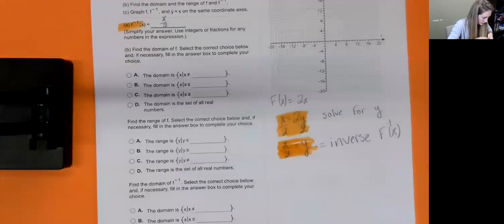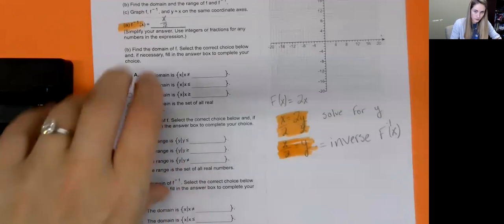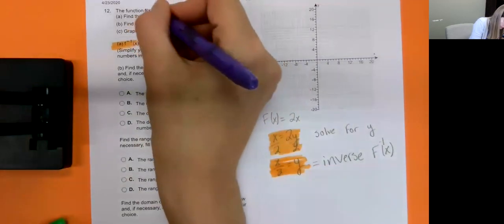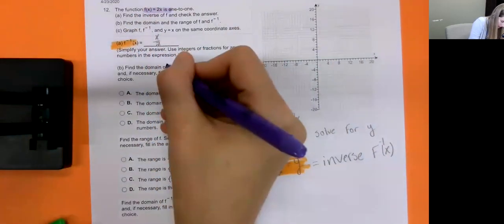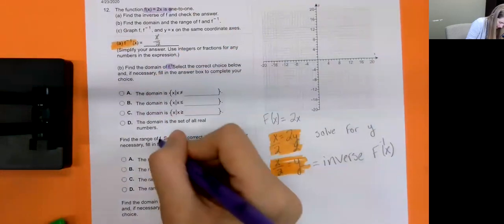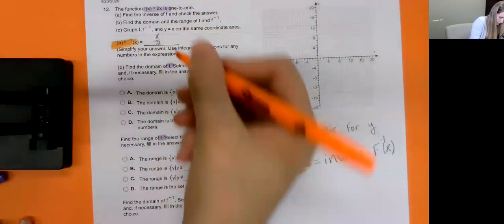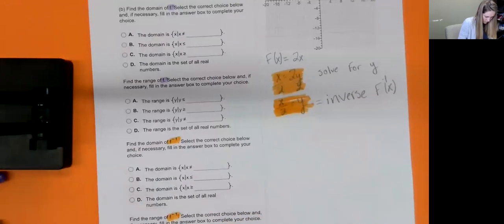Okay, now then they find the domain of f. So this is our original one. I'm gonna go highlight it. Give me a second. So this is our original function, and that's what they're asking for on these. And then our inverse function is orange, and that's what they're going to ask for on the next two.